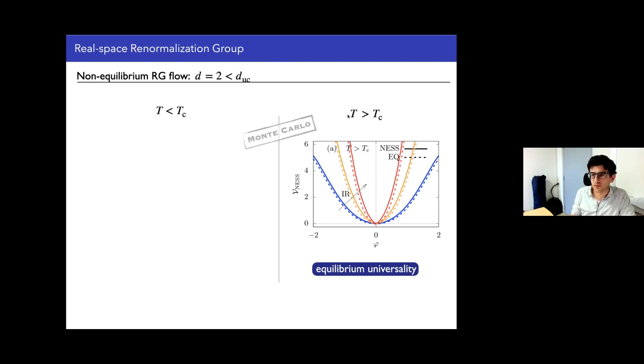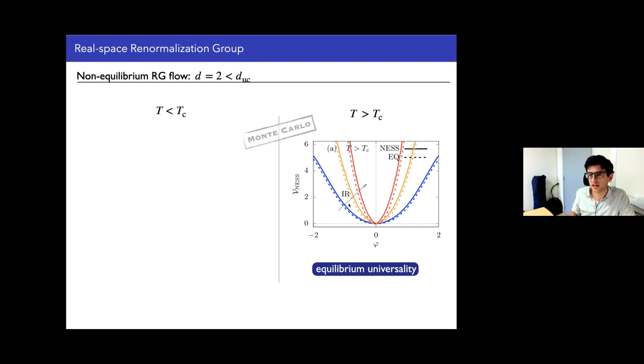And above the critical temperature, when you go into the IR, basically you see your parabola becoming sharper and sharper. So the plain lines are the non-equilibrium steady state computed from the numerics, and the equilibrium lines are the dashed points, right? And you see that they are almost on top of each other.